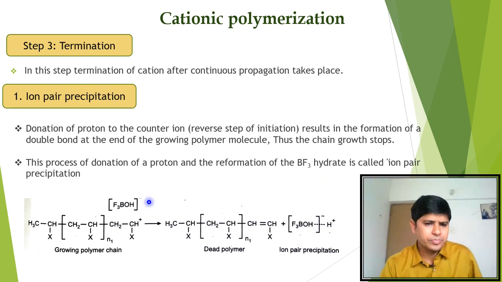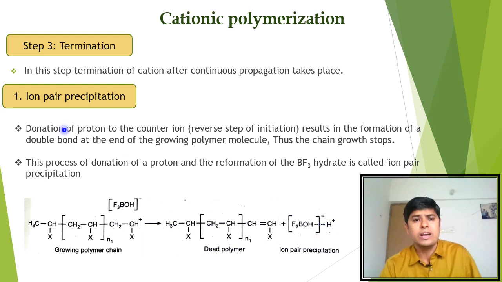See here, this is a growing polymer chain. Now what will this growing polymer chain do? It will donate a proton. This CH2 proton will be donated to this, and there will be formation of a dead polymer having a carbon-carbon double bond, and there is precipitation of the ion pair, that is the proton and the anion. Okay, so this is an ion pair, and that ion pair will get precipitated. Hence this termination way is called ion pair precipitation.